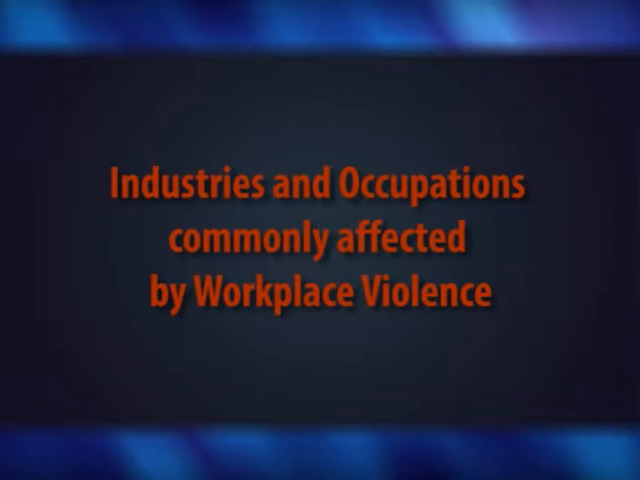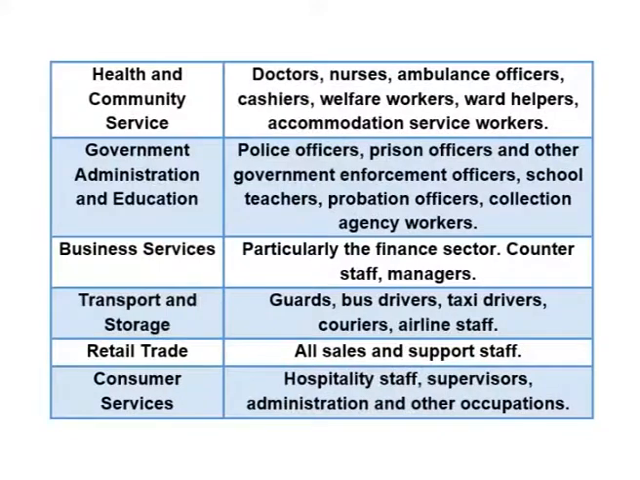Next is about industries and occupations commonly affected by workplace violence. Workplace violence can arise in any industry or occupation. However, there may be a higher risk of workplace violence if a business is in one of the following industries or its workers fall into one of the following occupational categories: health and community service, doctors, nurses, ambulance officers, cashiers, welfare workers, ward helpers, accommodation service workers.